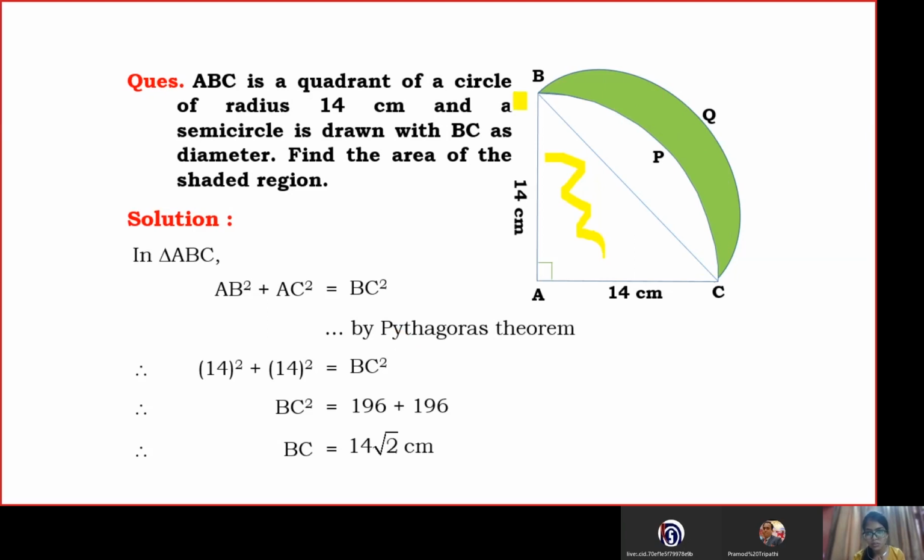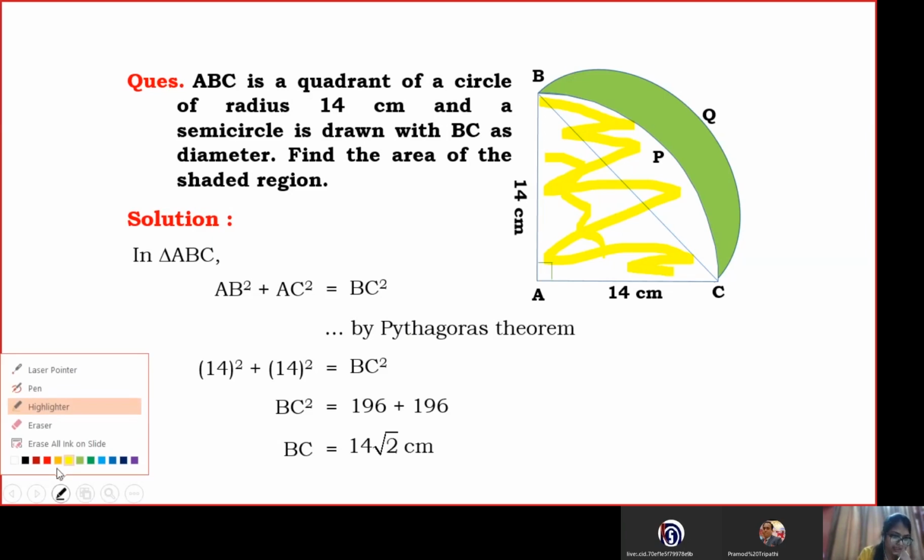BQC. Can you see the semicircle? And then you can also see a quadrant BPCA. This is the quadrant I am talking about. So children, to find out the area of these kind of figures, what do we do?